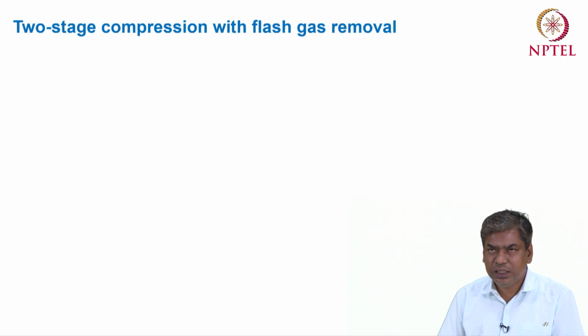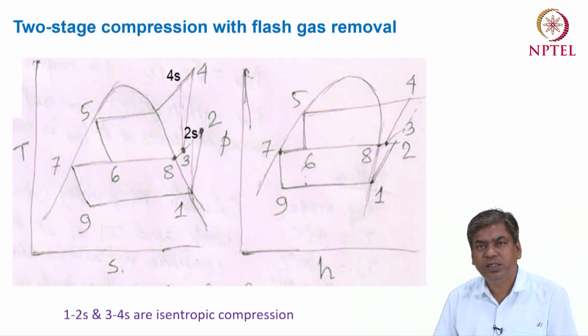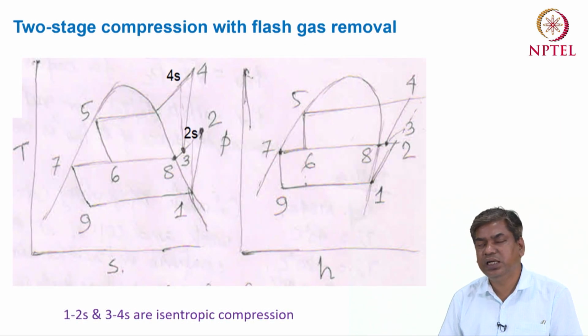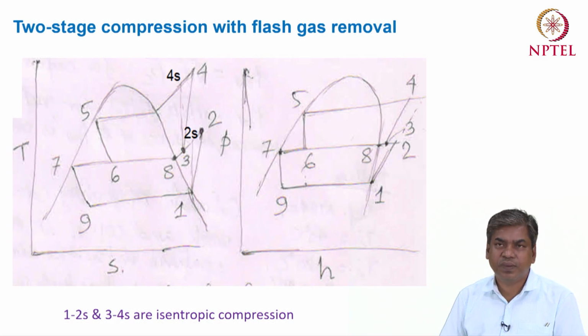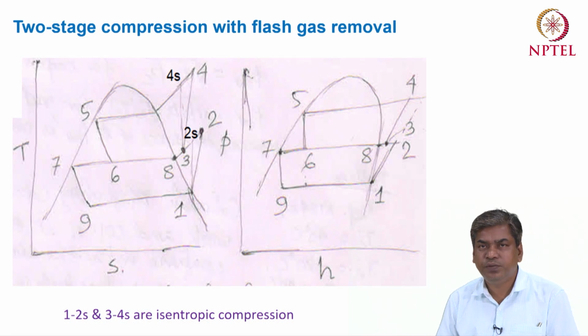We can represent this in a temperature-entropy and a pressure-enthalpy diagram. We can see that 5 to 6 is the expansion process in the first expansion device. Then in the flash chamber, the liquid at point 7 and vapor at point 8 are separated, and the liquid expands again in an expansion device from 7 to 9. Then 9 is the inlet of the evaporator, and 9 to 1 is the heat addition process in the evaporator.